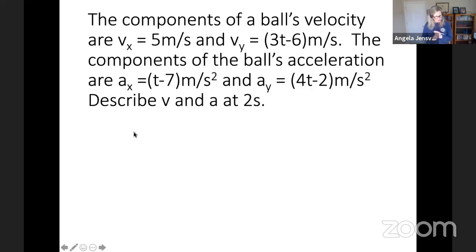Okay, so I'm giving you the components of a ball's velocity and acceleration. It's not a projectile. Describe the velocity and acceleration at 2 seconds.